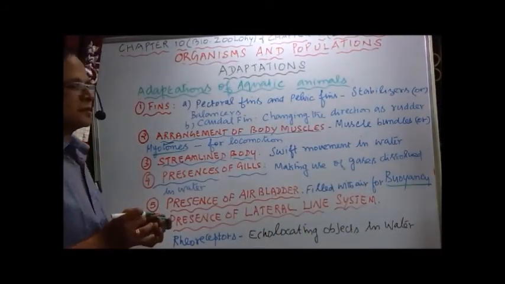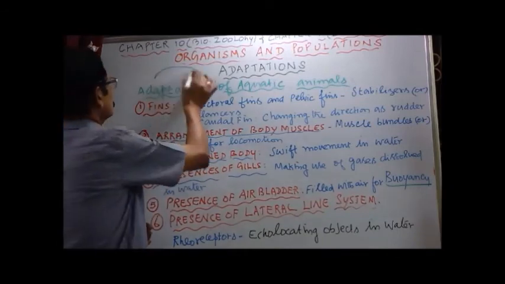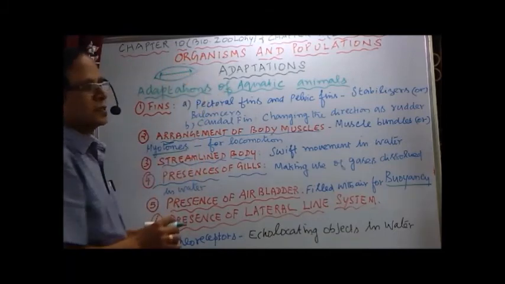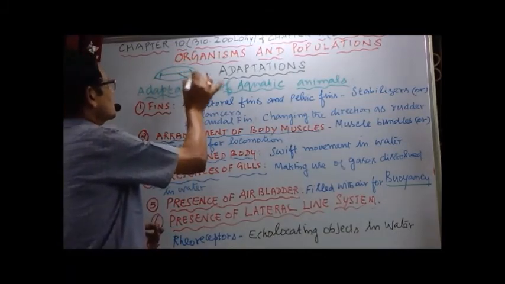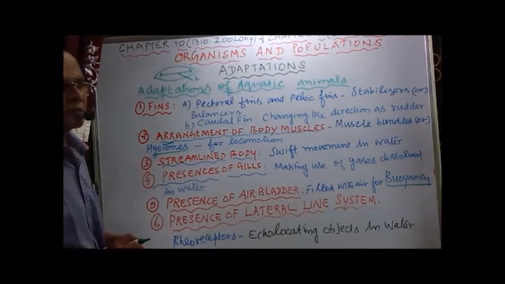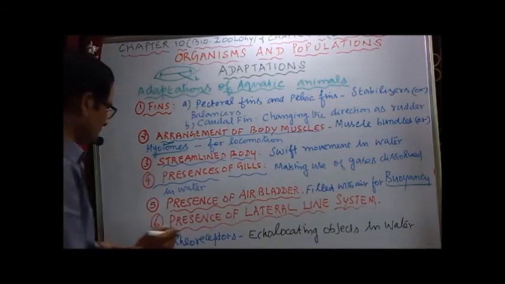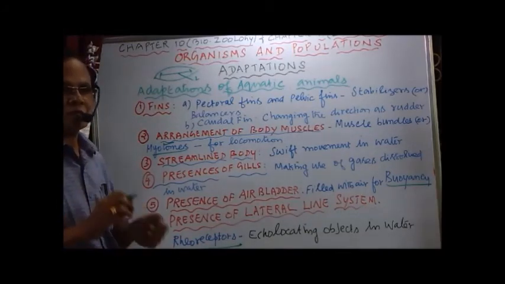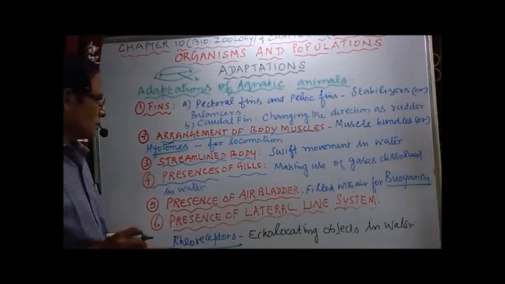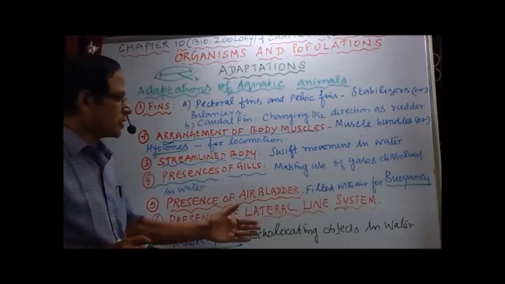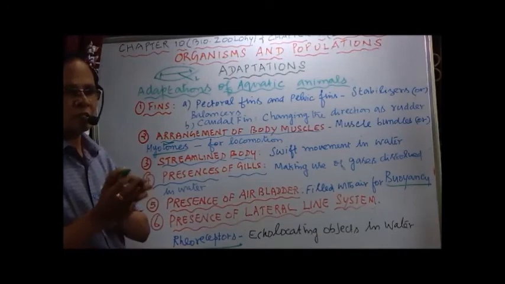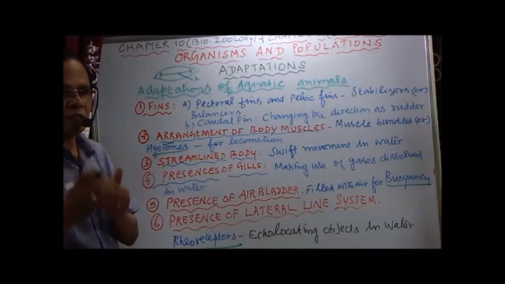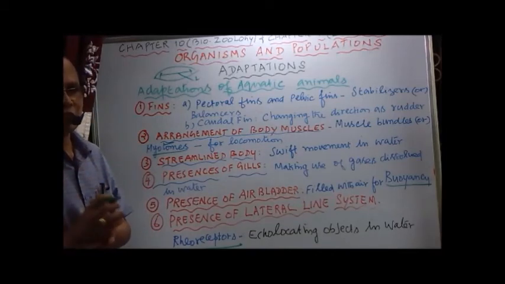Then presence of the lateral line system. In the case of fishes, you could see a groove extending from the head to the tail. This is called the lateral line system. It is a groove containing a number of receptors. These receptors are called rheoreceptors. They are concerned with detecting the vibrations of the water body, the water current. So they are responsible for echolocating objects in water. When the animal is moving, if there is any object, they find it out by means of echolocation. Is there any object on the way, any hindrance, any obstruction on the way?